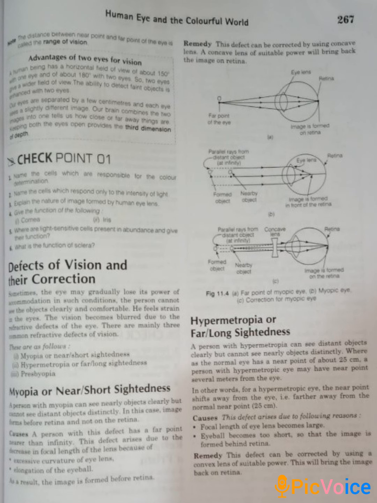Last day we studied the chapter Human Eye and the Colorful World. So the remaining part of this chapter we will study today. The distance between the near point and far point of the eye is called the range of vision.